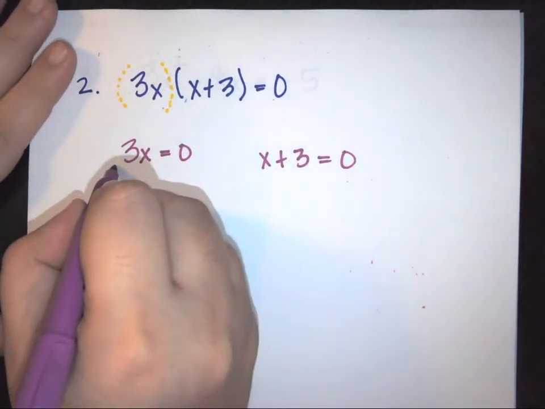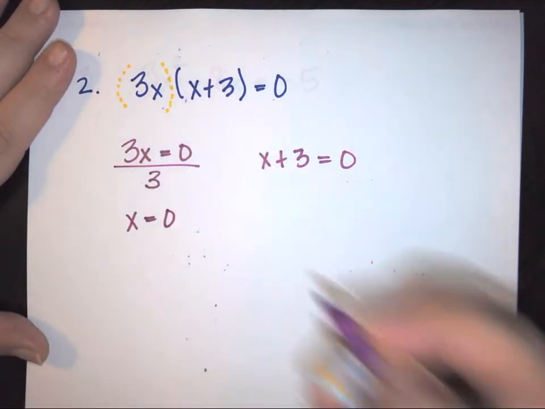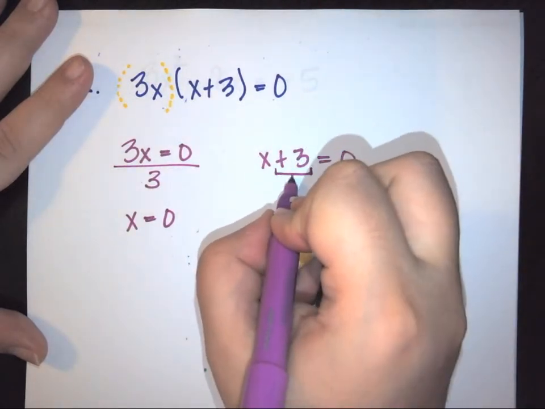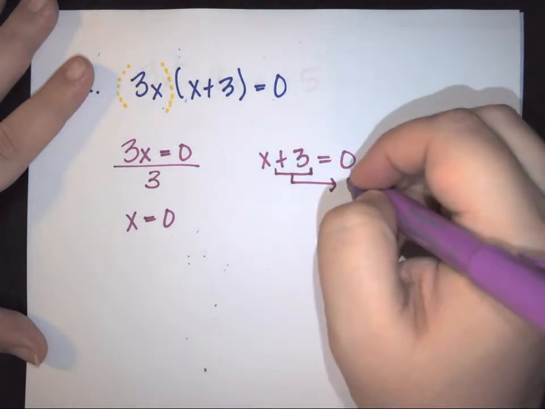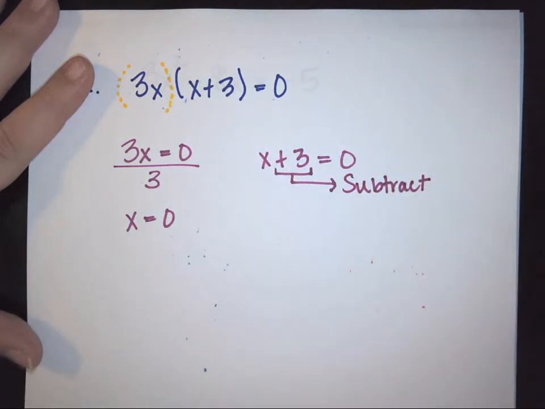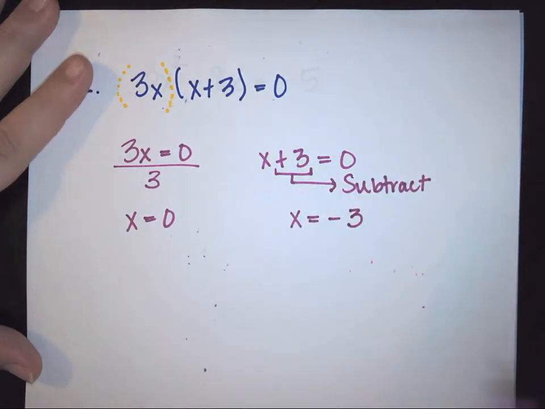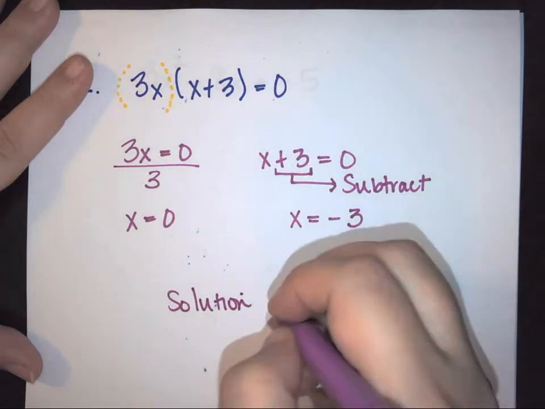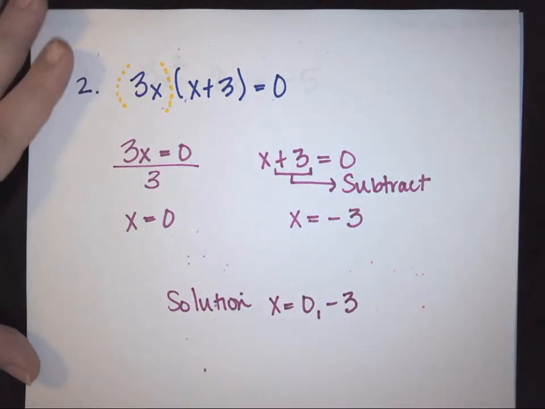So in this first side, I need to divide the whole thing by 3, and when I do that, I end up with x being 0. And then on the other side, I need to take this and I need to move it across the equal sign. Again, because it's being added, to move it says that I subtract. Therefore, this becomes x equals -3. So overall, I can state that I have a solution at x equals 0 or -3.